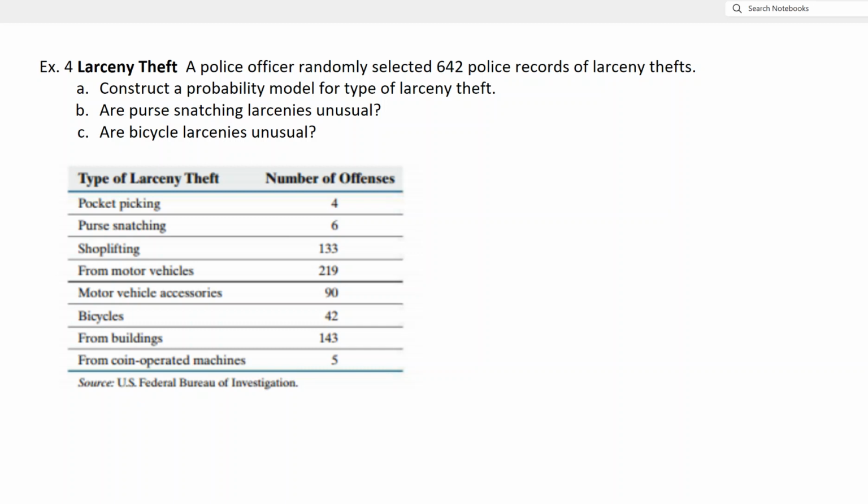Now, what we are looking at currently, if we want to think back to a previous chapter, chapter 2, is a frequency table. Remember, a frequency table tells me the frequency with which my category occurred. So in this case, if we look at pocket picking, we can see that the frequency was 4 offenses, purse snatching 6 offenses, and so on. So what we're really looking at is a frequency table, which we've discussed previously.